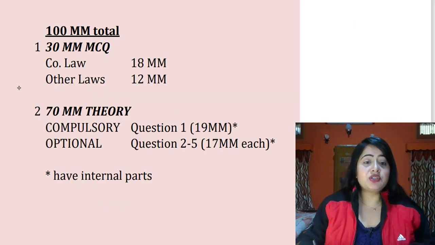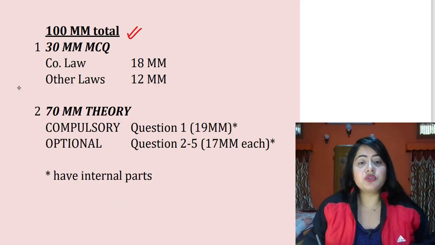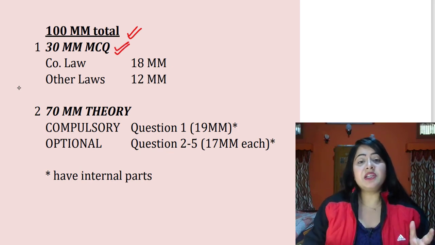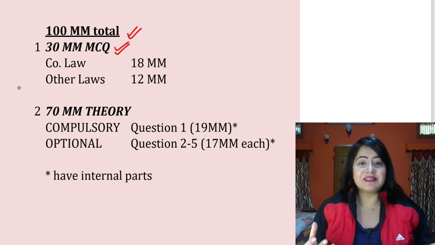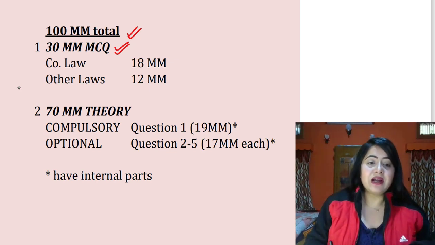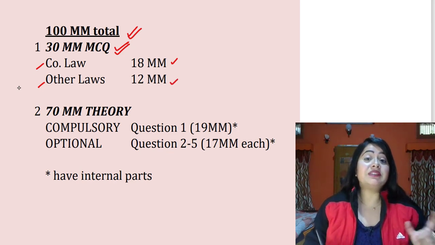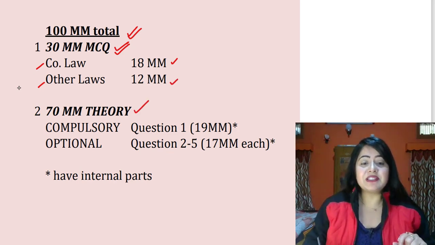Now, in the examination, the total 100-mark paper is going to come in two parts. First, it is a 30-mark MCQ portion. Basically, you will have 4 options and you will have to select the correct answer. In that, roughly, company law is going to come for 18 marks and other laws for 12 marks. Now, when we talk about the theory portion, it is going to come for 70 marks.